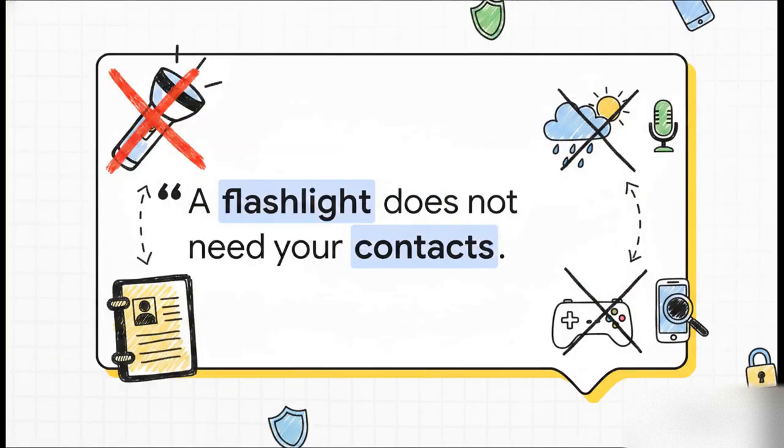The golden rule here is incredibly simple. If an app doesn't strictly need a permission to perform its core function, revoke it immediately. A weather app absolutely does not need your microphone. A flashlight does not need access to your contacts. A game does not need your camera running in the background. If it actually needs it later, it'll just ask you again.